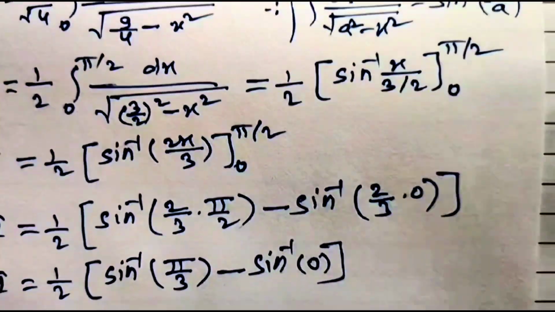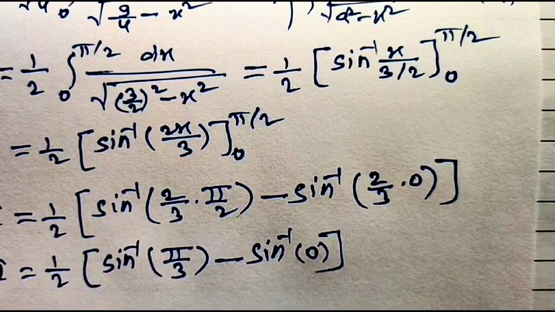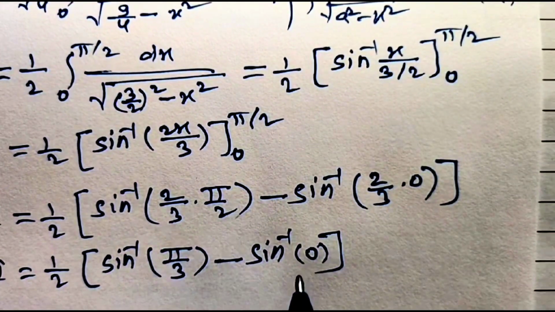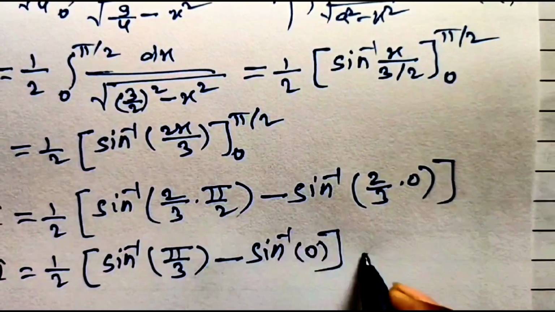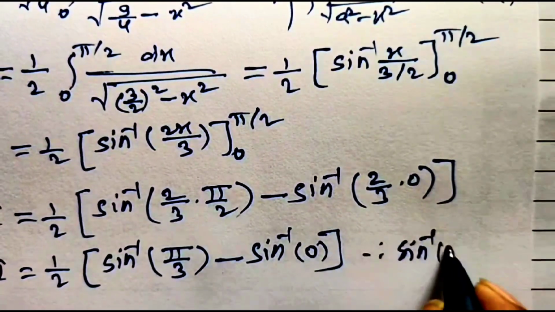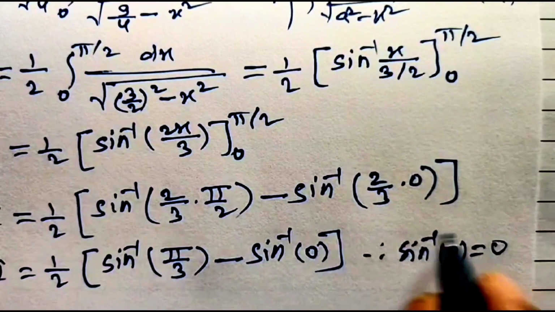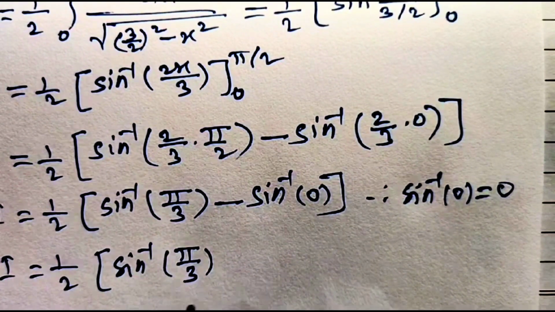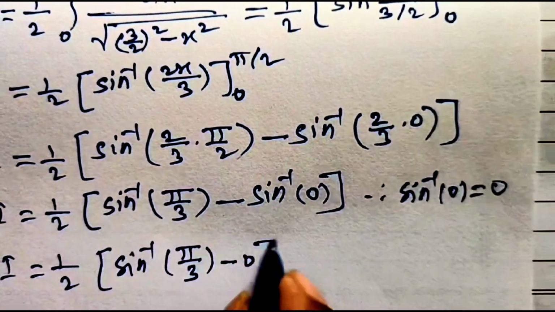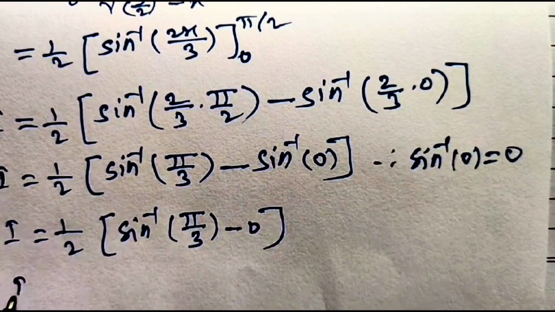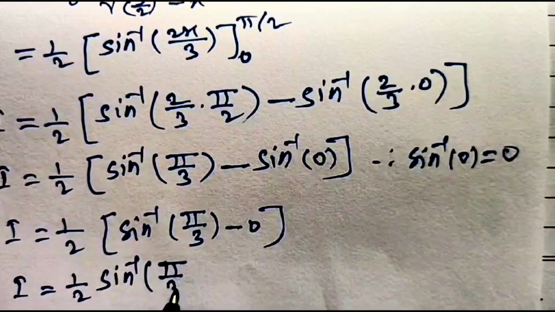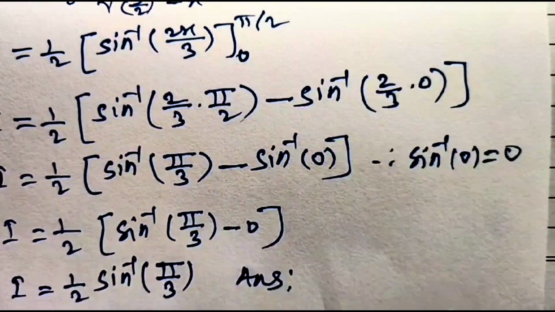But you know, sine pi by 3 we know. But sine inverse pi by 3, we can't find this. Sine inverse 0, its value is 0. Hence sine inverse 0 is equal to 0. Put this value here. I is equal to 1 upon 2 into bracket sine inverse pi upon 3 minus 0. And then I is equal to half sine inverse pi upon 3. Keep this as it is, which is the answer.